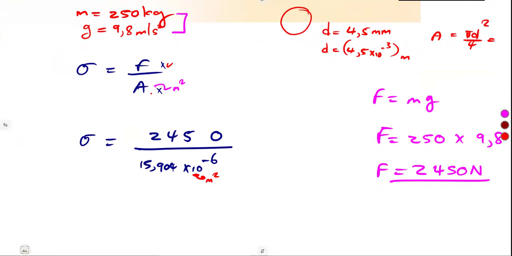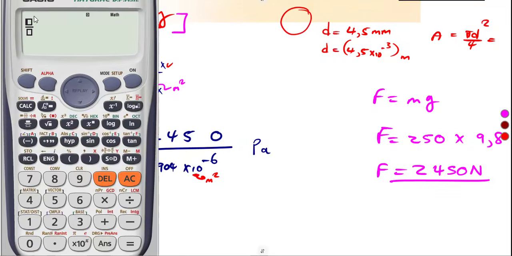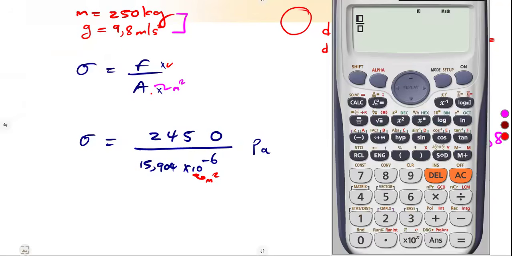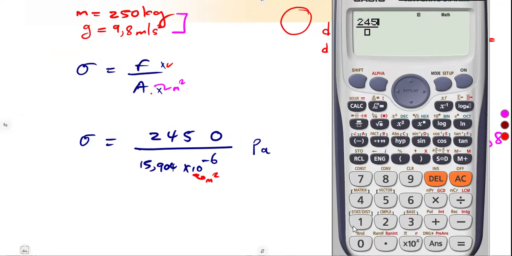So that's it. We are going to obtain our stress in pascals. Like I said, whatever we have here is going to be in pascals. So this is it, guys. Whenever you are doing these calculations, I want you to see something. Let us have our calculator so that we do not assume something here. You insert your values: 2,450 over 15,904 times 10 to the exponent of -6. This is what you got.